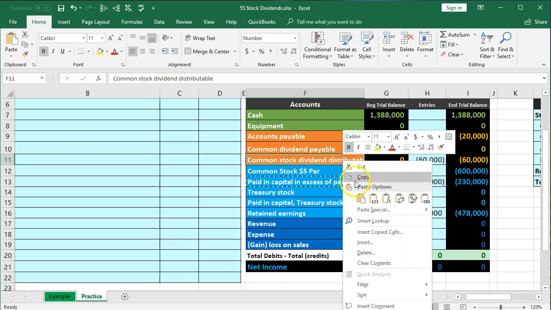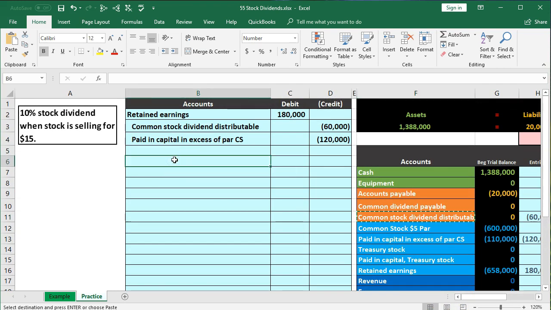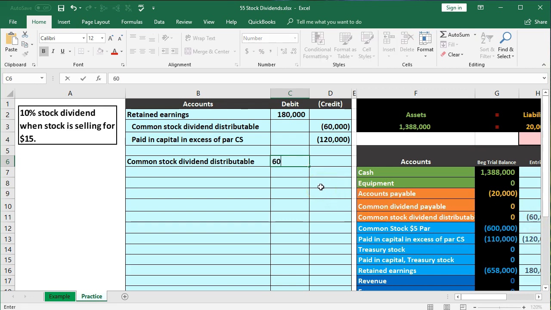So I'm going to copy that, right-click and copy. Then we're going to go up top. I'm going to put this in B6, right-click and paste 1, 2, 3. This is what's going to happen when we actually distribute the stock. That's going to be for the $60,000 that we owe in stock. $60,000 worth of stock at the par value. And then we're going to credit the same amount, $60,000, credit of 60.